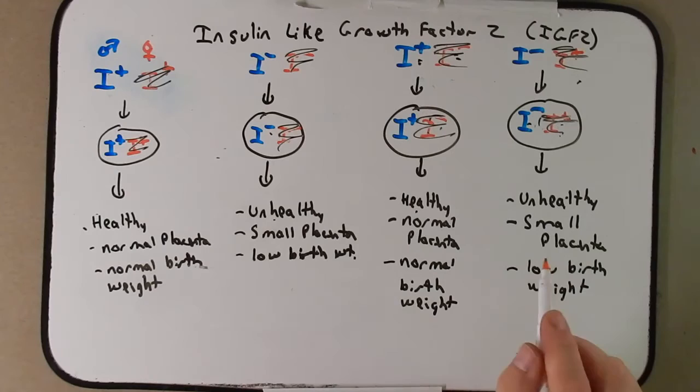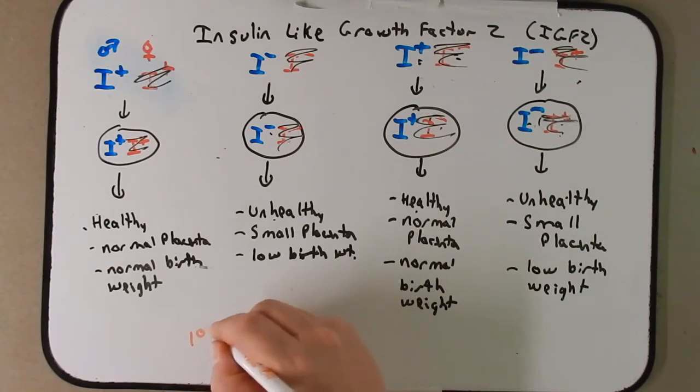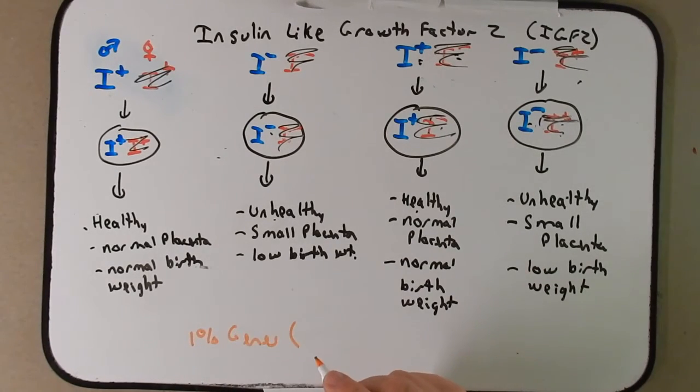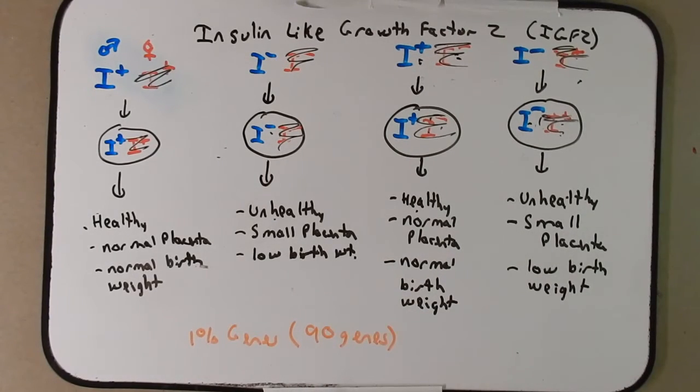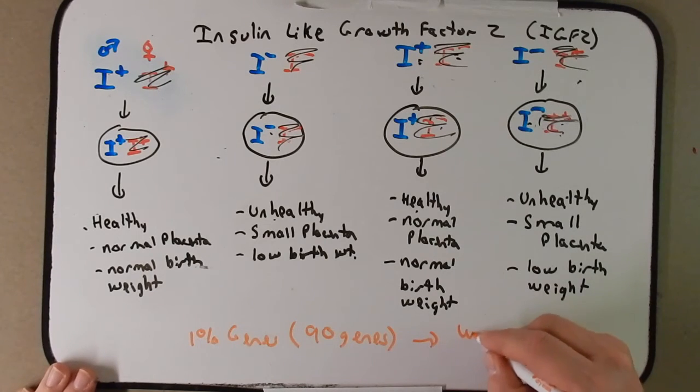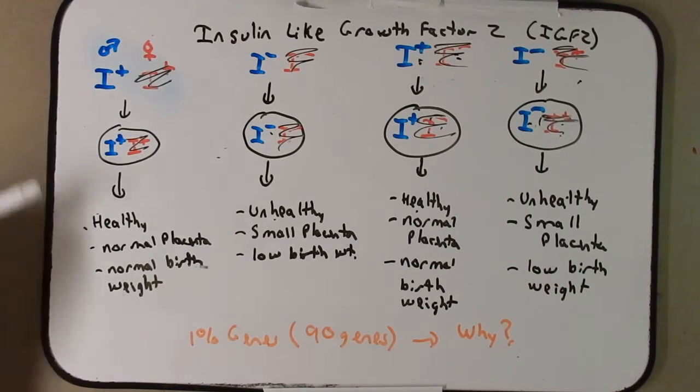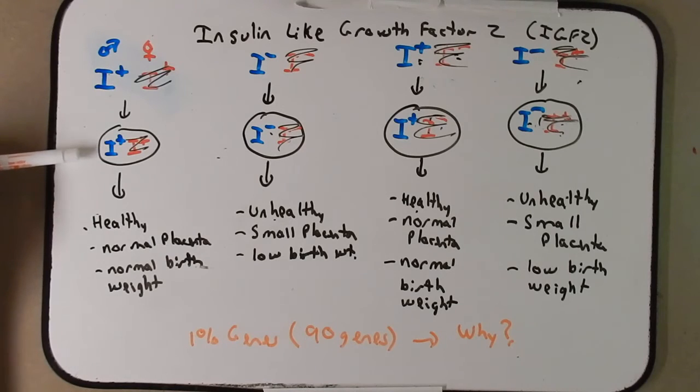Now we know this occurs, as I said before, in about 1% of the genes. We know about 90 of these genes, maybe more, probably more than that. And we know in each of these cases, sometimes dad's copy is imprinted and sometimes mom's copy is imprinted. But what we don't know is why. Why is it important that only one copy is expressed? And why is it important that the determination of which gene is imprinted is sex dependent?